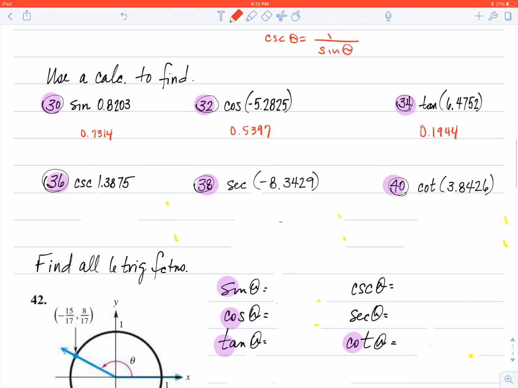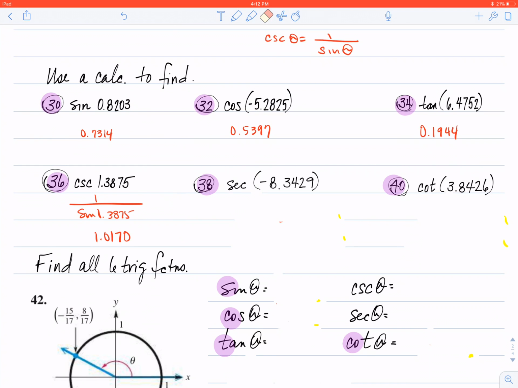So when I look at number 36, I have cosecant of theta. My theta is 1.3875. So the first thing I'm going to do is rewrite it by definition as a sine. So that's the same thing as 1 divided by sine of 1.3875. That's what I'm going to type into my calculator, and I'll get 1.0170 when I round properly.